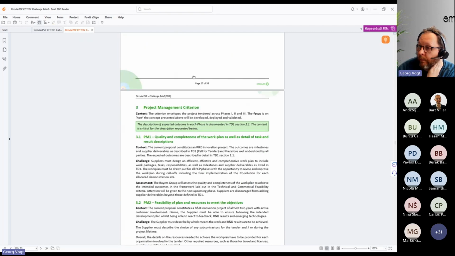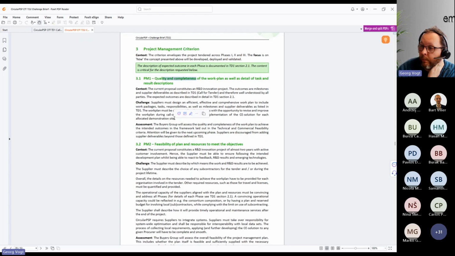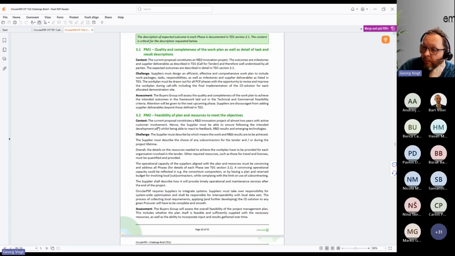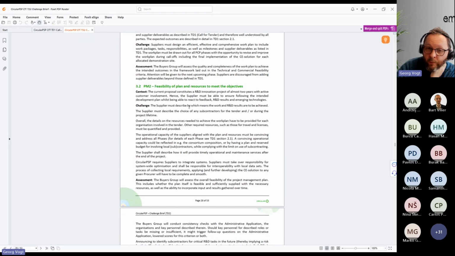This comes in phase 1, and here the 2 criteria: the quality. Have you actually understood everything we wrote and foreseen it? And then if you have foreseen it and described it, does it make sense what you plan to do? Or are you doing something else? And here also, obviously, do you have the necessary resources to do it?